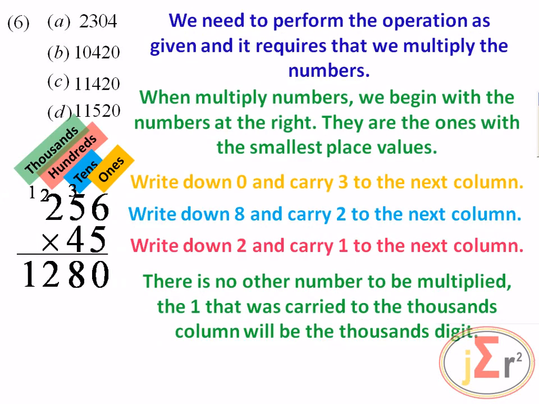So we have multiplied 256 by 5. What do we do next? We also need to multiply the 256 by 4. But how do we do that?